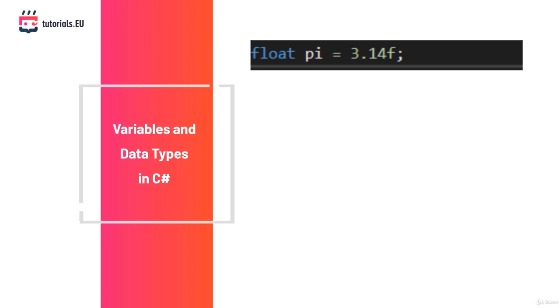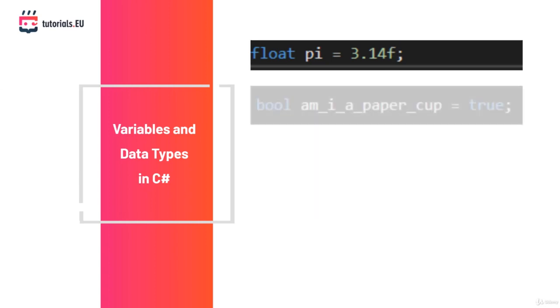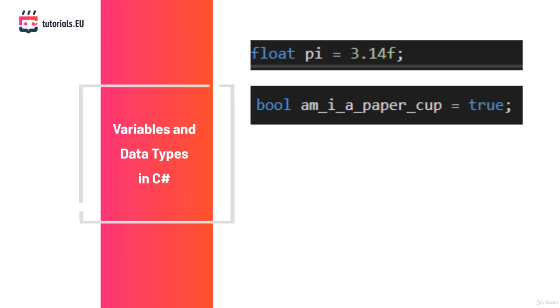And you can also see when a number is a float, you have to add the f at the end of the name. So here you can see 3.14f for this variable, and of course the semicolon. And then we have the boolean, which stores a value which can be either true or false.